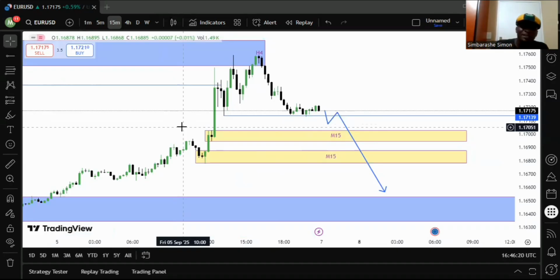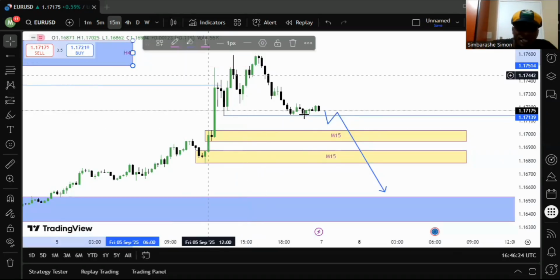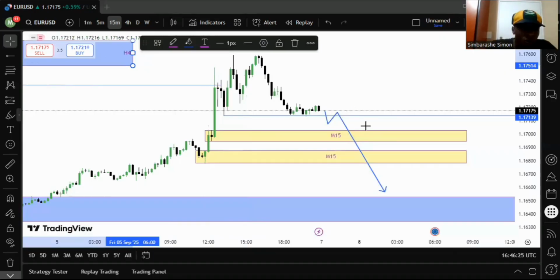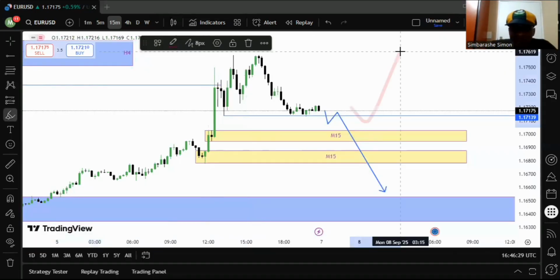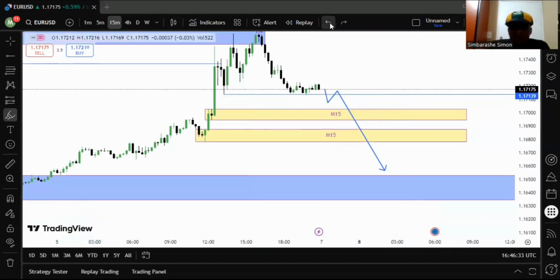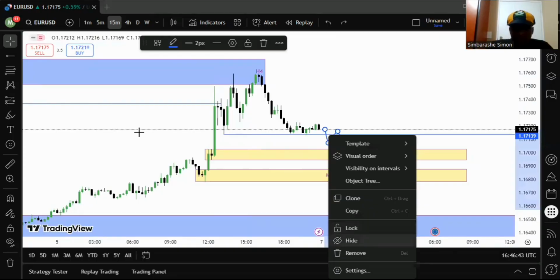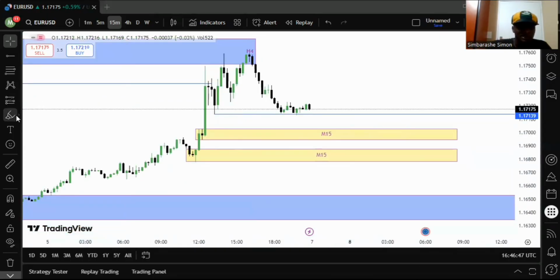But if there was no H4 supply zone here, then we would say, okay, we're targeting these 15 minutes, then we continue buying, guys. Simple. I hope you understand, guys. You don't have to complicate it. Simple, guys. And if you don't understand anything, just ask me in the comment section. And that's why I open it. You can ask anything, guys. Let me just hide this one. So yeah, simple. Something like this, guys.